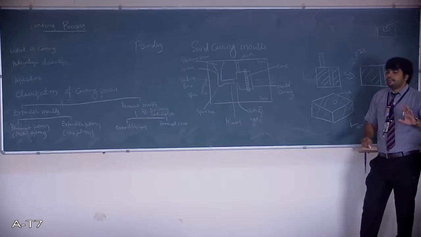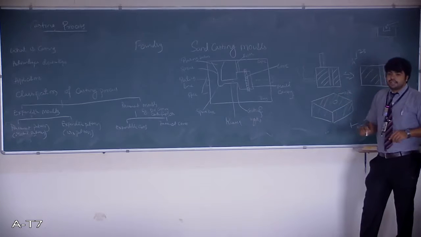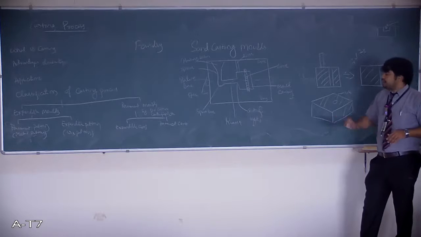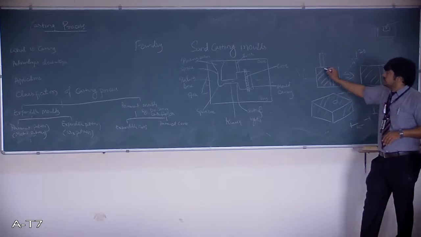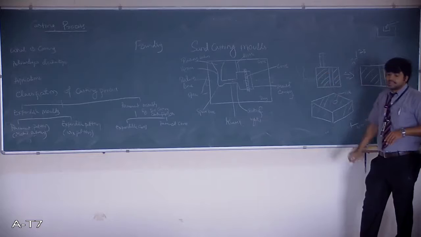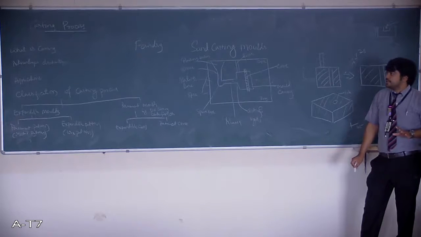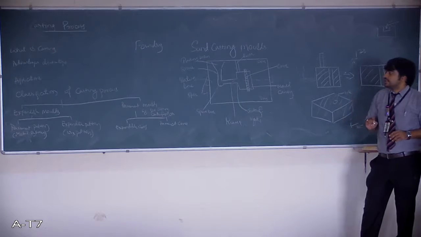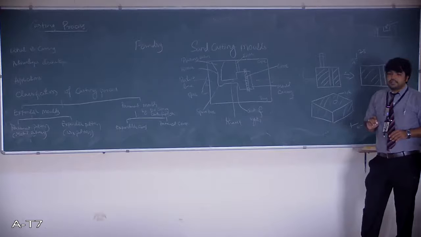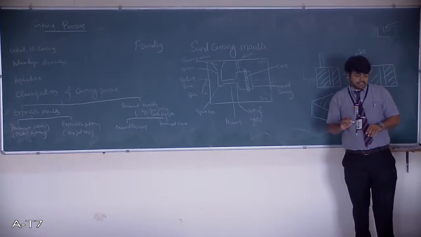Keep it in mind, breaking the mold once solidification is done is called the shakeout operation, whereas trimming the gating system or removing unwanted projections like the gating system and riser is termed the fettling operation. So these are the sand casting molds and how their structure will be. Next we will see the steps in the sand casting process.